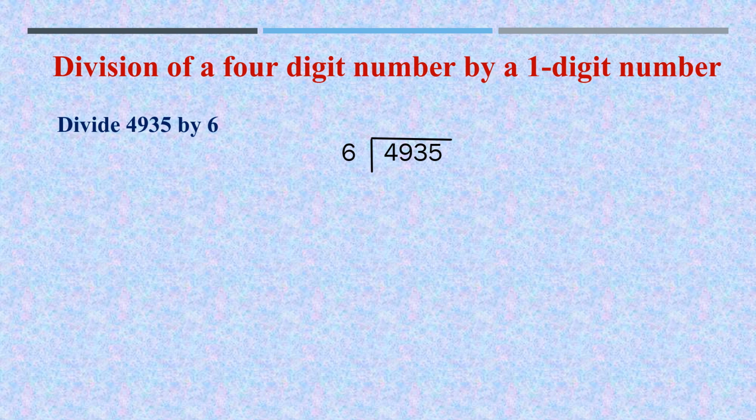8 6s are 48. Very good. So 8 6s are 48. Now let us subtract. 8 from 9. Very good. So 9 minus 8 is equal to 1. So now what we need to do next? Bring 3 down. So 13. How many times 6 is there in 13? 2. So 6 into 2 is equal to 12.